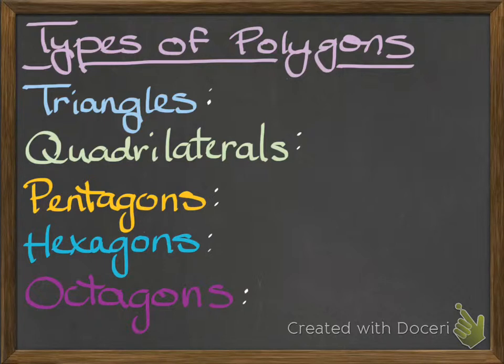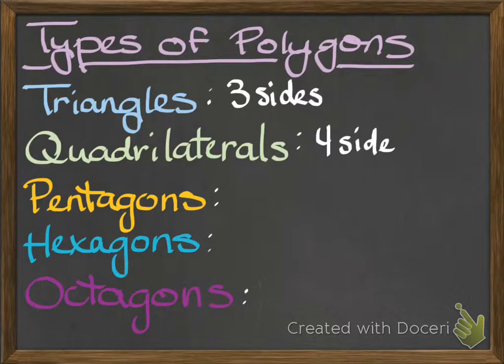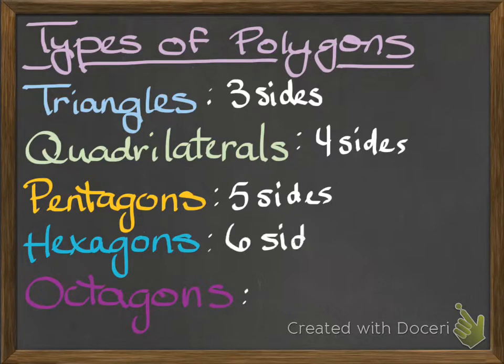A triangle is a polygon that has three sides, of course, and there are lots of different types of triangles that we'll be talking about tomorrow. A quadrilateral is any polygon that has four sides. So a square, rectangle, trapezoid, rhombus, those are all types of quadrilaterals. Pentagons are polygons that have five sides. Hexagons are polygons that have six sides. And then octagons are polygons that have eight sides.